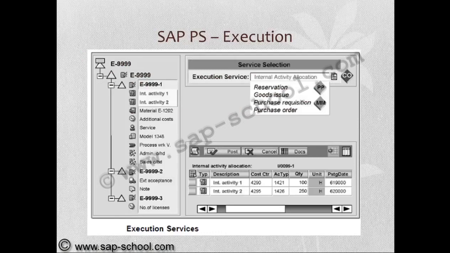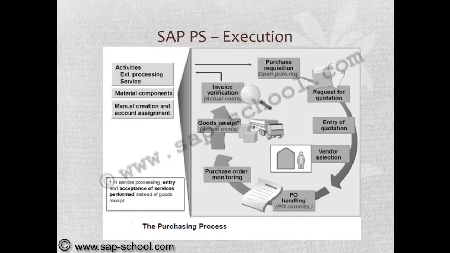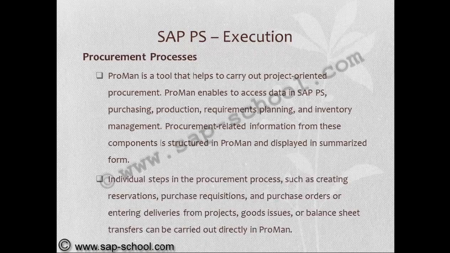Execution of services. The procurement process for execution of services: the purchase requisitions will be generated, then request for quotation, entry of quotation, then vendor selection, purchase order handling, and purchase order monitoring, purchase order commitments, goods received, that is nothing but actual costs, invoice verification, again the actual costs. This is the entire process for services.